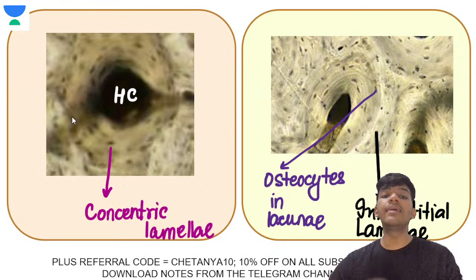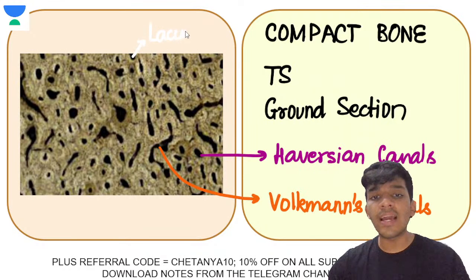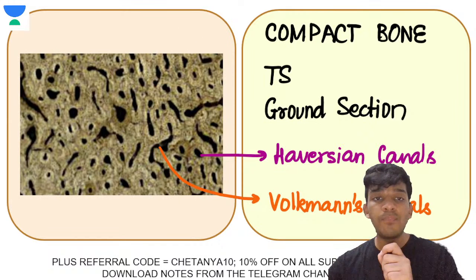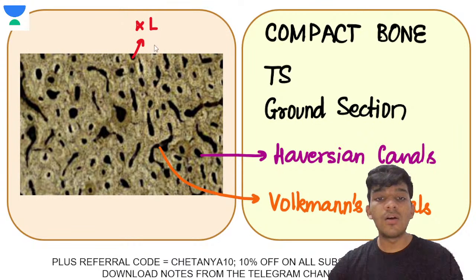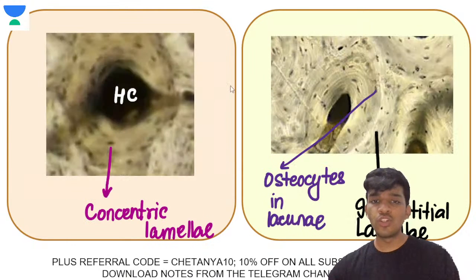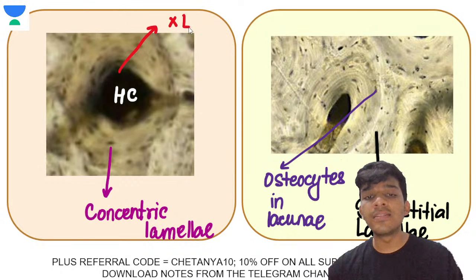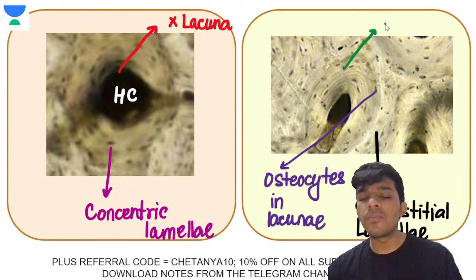Some people get really confused. If you are looking at a bone, some people will think this is a lacuna and say, yes, we can see a lacuna. This is not the lacuna. This is a Haversian canal. Please do not make this mistake. Just for your clarity, I will write it: this is not a lacuna, it is a Haversian canal. Which is a lacuna? This is a lacuna.